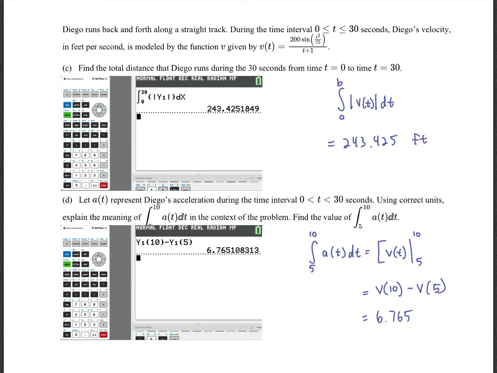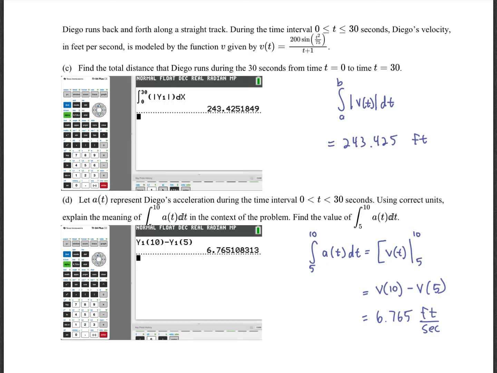Okay, and then this is velocity. These are differences in velocity, so this is feet per second. Okay, and then the last thing is to explain the meaning of this. All this is the change in velocity over that time interval, how much it changed, really like the net change in velocity over the interval from t equals 10 to t equals 5.